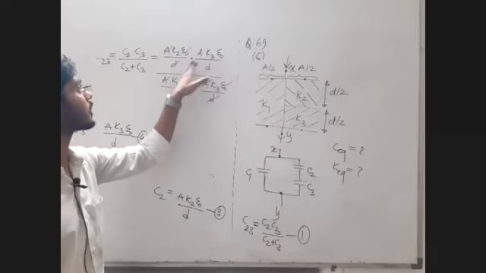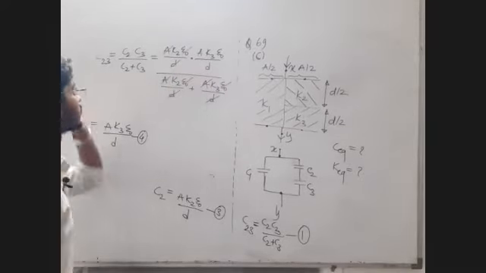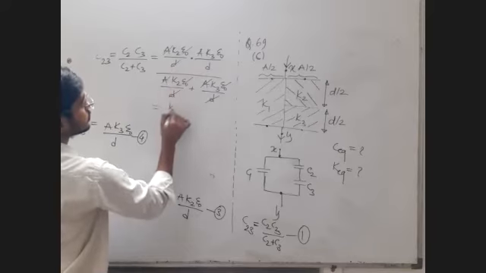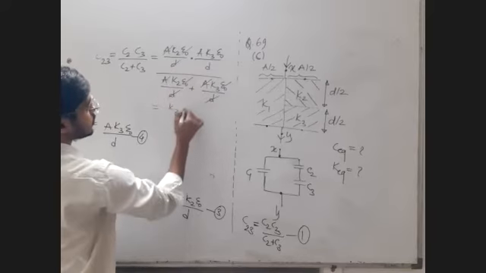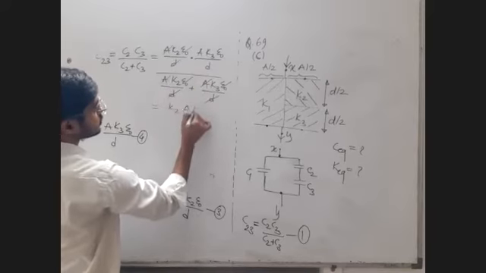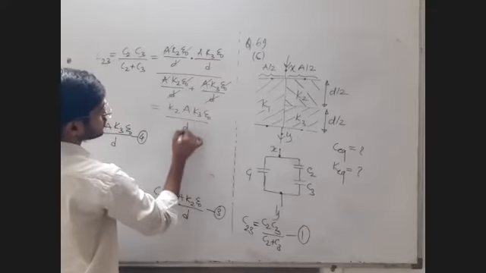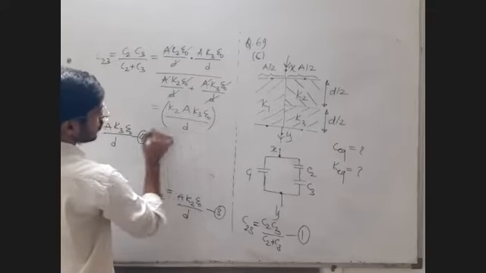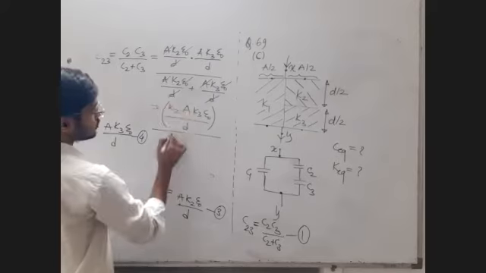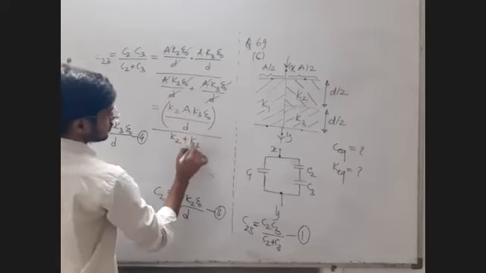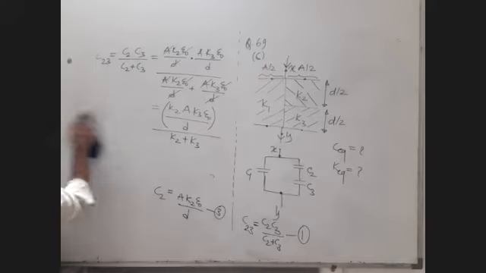Not everything will be common, there is a multiplication sign, so what can you take common? The answer will be K2 A K3 epsilon 0 upon D, whole divided by K2 plus K3.